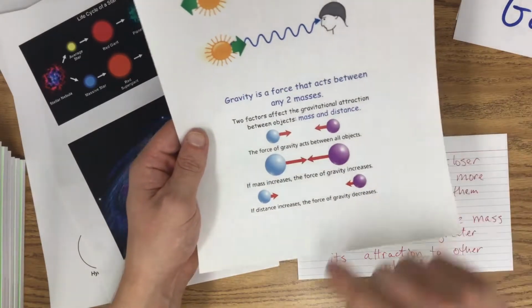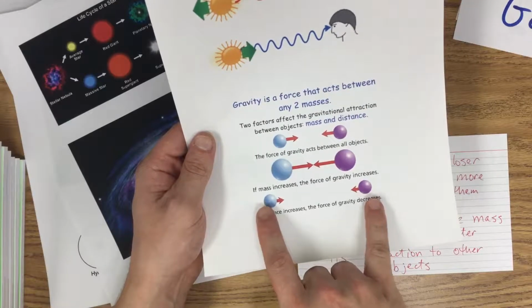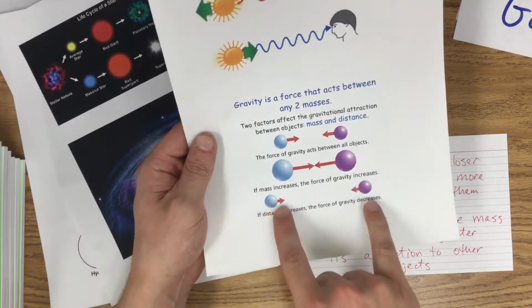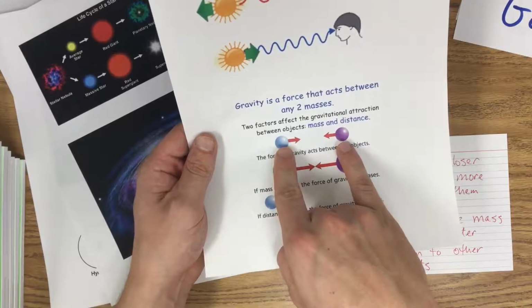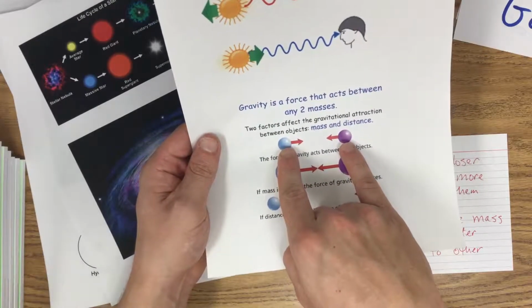So, mass affects gravity, but the other thing that affects gravity is the distance. Take a look at the length of these arrows when they're far apart. That represents the force of gravity. And look at the distance between when they get closer. The force of gravity increases.